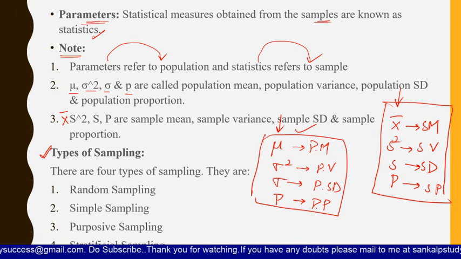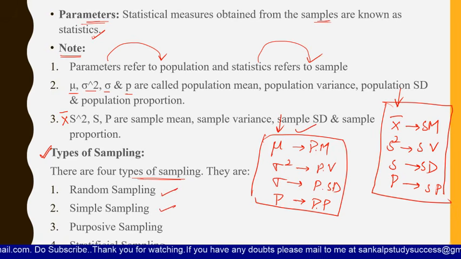Now, coming to the types of sampling, there are 4 types of sampling: random sampling, simple sampling, purposive sampling and stratified sampling. Those are the 4 types of sampling we have.